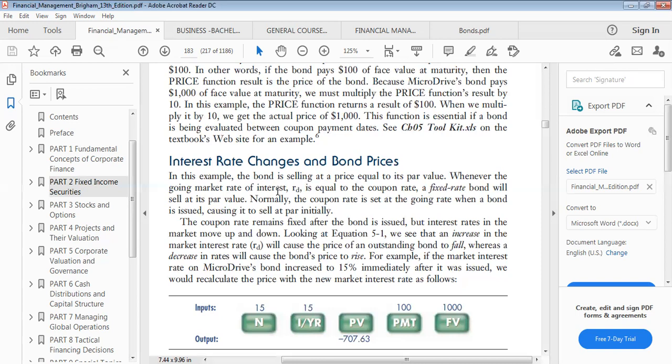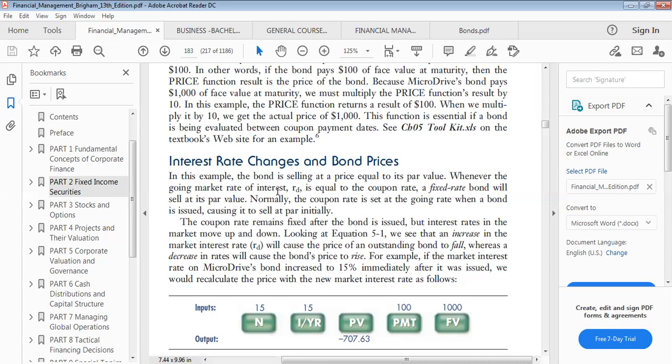The coupon rate remains fixed after the bond is issued, but interest rates in the market move up and down. Look at equation 5.1. You see that an increase in the market interest rate, which is RD, will cause the price of an outstanding bond to fall.